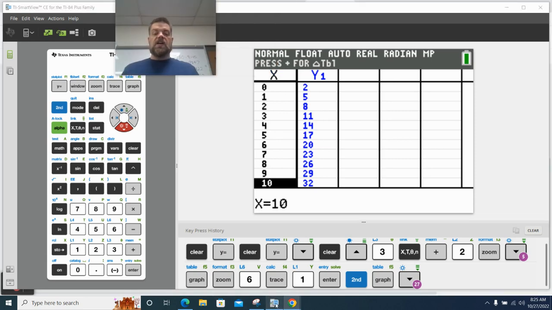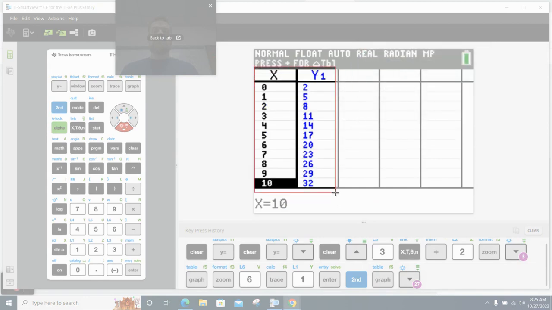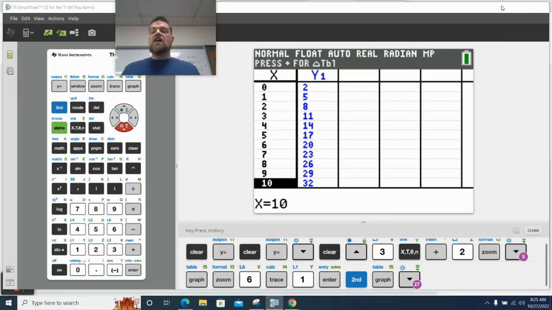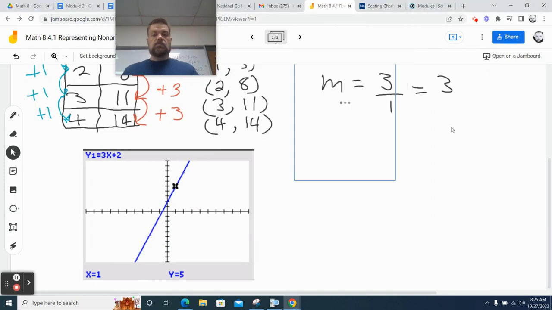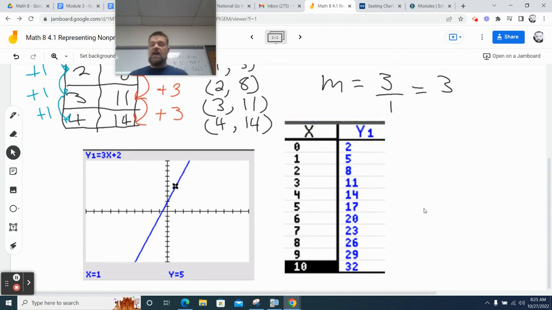I'm going to take a little screenshot of that. So this is my table of values as it's calculated by the calculator. I'm going to ask you guys a couple questions. When X equals 6, what does Y equal? 20. When X equals 4, what does Y equal? Do you guys see how that works? These are all points on the graph. Are there any questions?